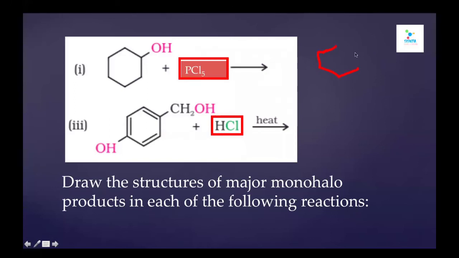So here also, in place of OH, I will write Cl. It cannot happen for the benzene, so there is no need to write that for the benzyl alcohol's benzene part. Here is the CH2 part, here is the benzene. This OH will be retained, and in place of OH, this time I will write Cl. So this one is also similar to the earlier one.